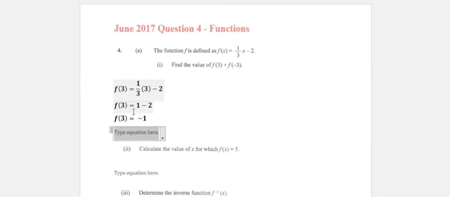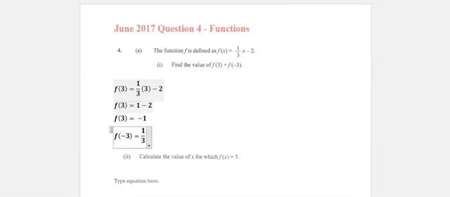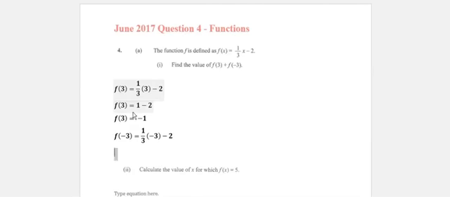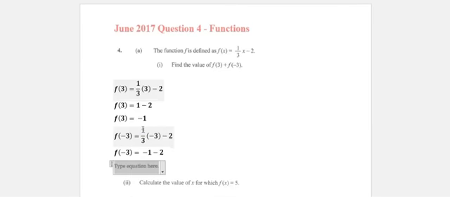Now we can work f of negative 3. So again, in the function where we see x, we will replace it with negative 3. So we have 1/3 times negative 3 minus 2. And therefore, f of negative 3 is equal to, so we have 3 into itself 1 time, 3 into negative 3, that will leave us with negative 1. So negative 1 multiplied by 1 will leave us with negative 1 minus 2. And therefore, f of negative 3 is equal to negative 3.